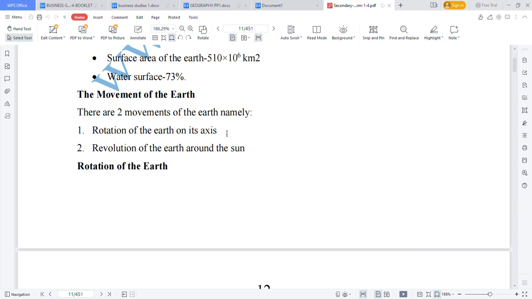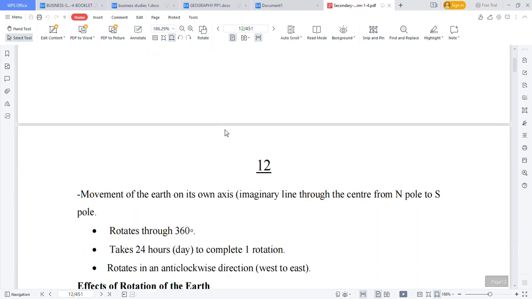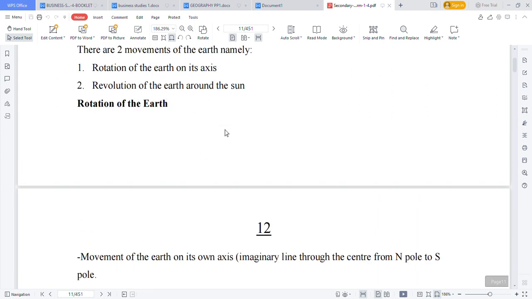The movement of the earth. There are two movements of the earth. Don't forget that. We have rotation of the earth on its axis. We have revolution of the earth around the sun. So let's start with the rotation of the earth.